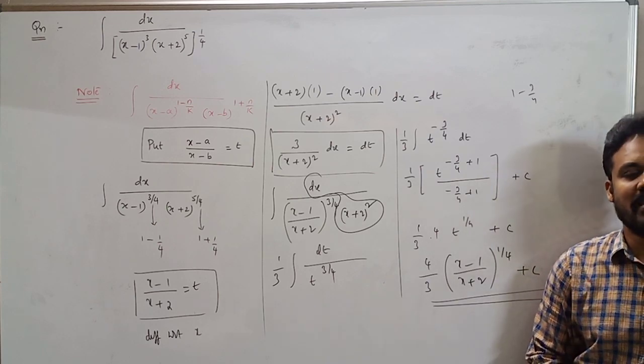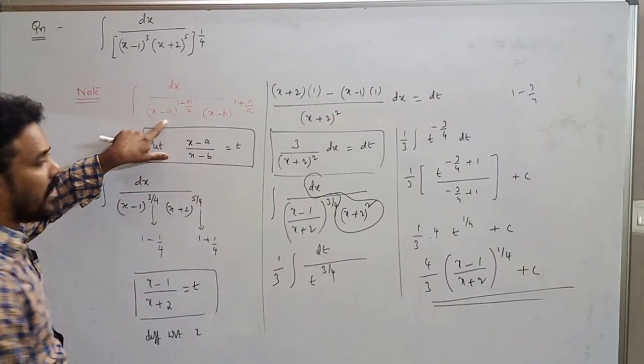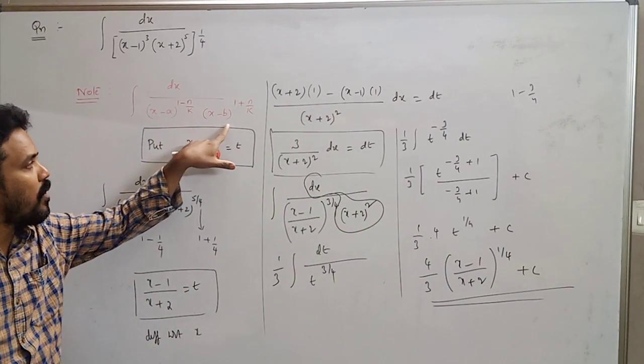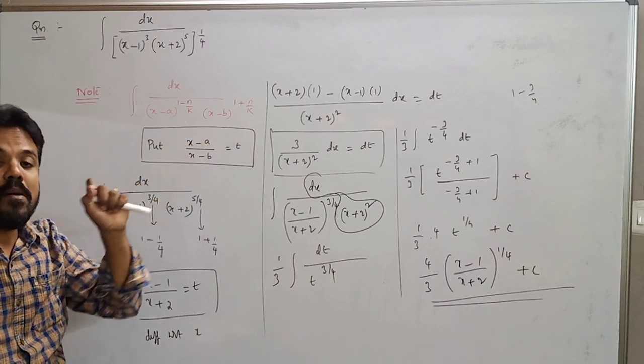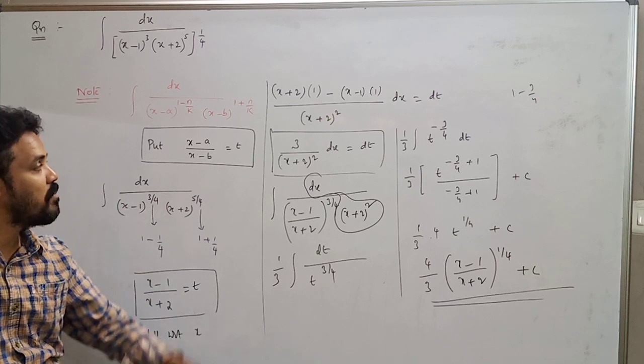Understand? That means, this is an important note: whenever the form is x minus a whole to the power of 1 minus n by k, x minus b whole to the power of 1 plus n by k, remember that you should get the idea of x minus a by x minus b equal to t.